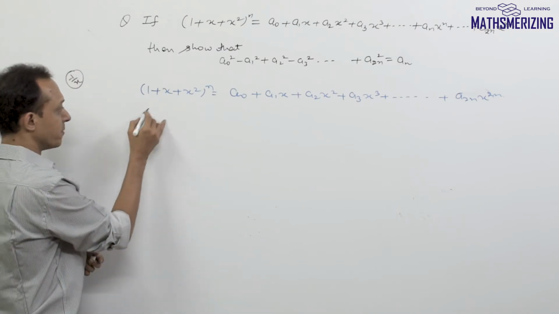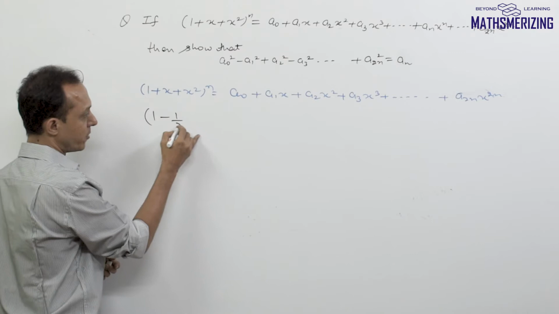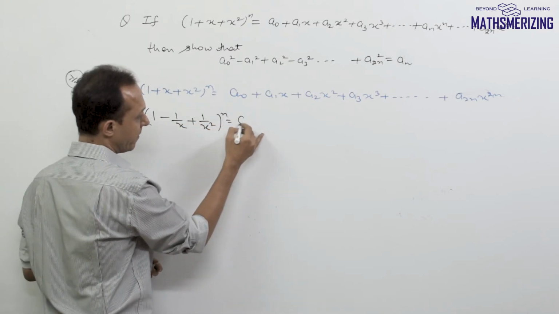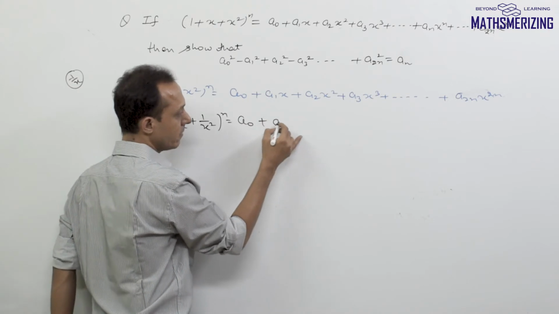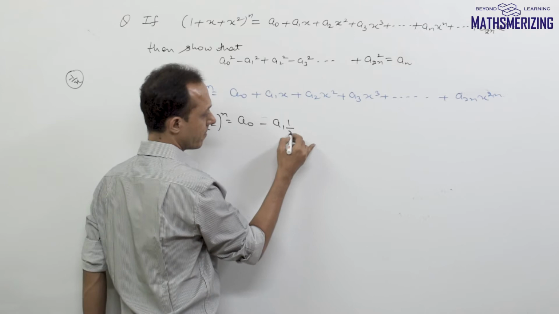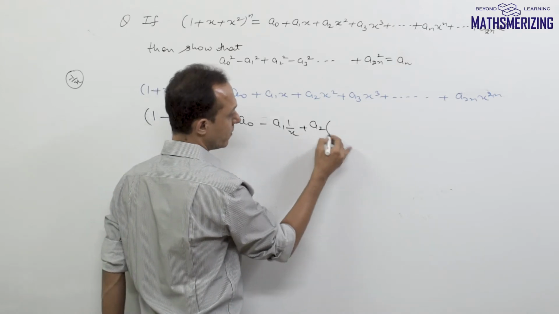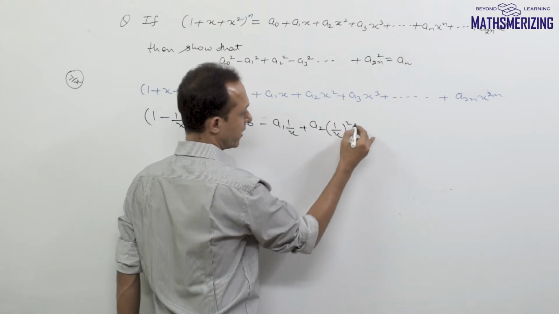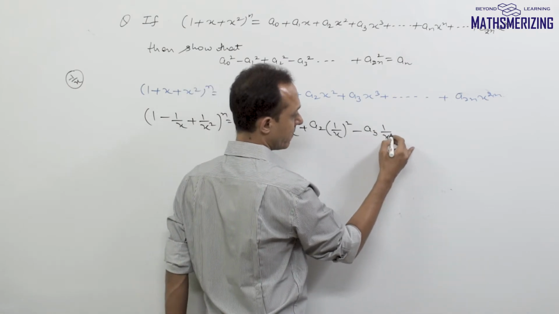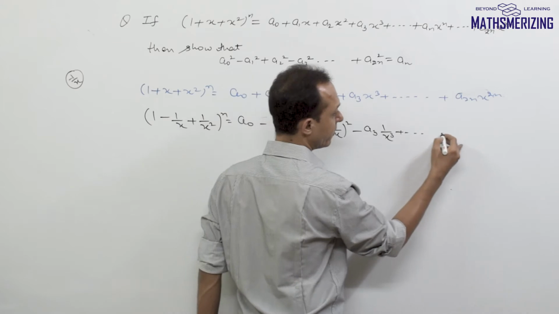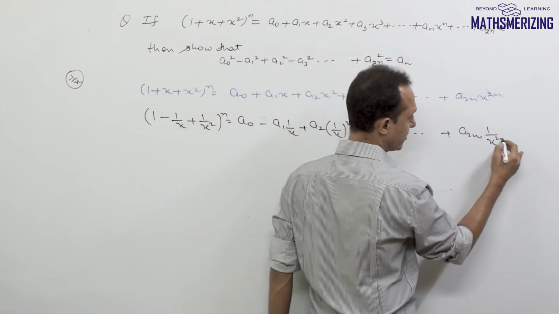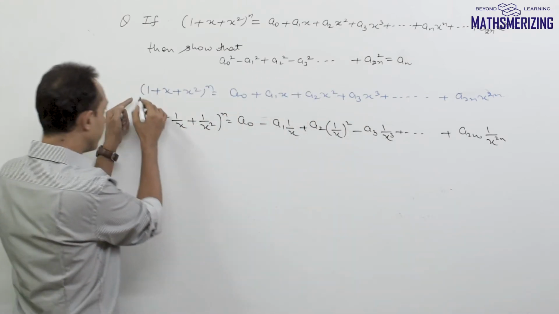So if I replace x with minus 1 upon x, I'll write (1 − 1/x + 1/x²)^n, and it will be a0 + a1(−1/x) + a2(1/x²) − a3(1/x³), and will continue, and will be a2n (1/x)^(2n). Now I'll multiply the two expressions.